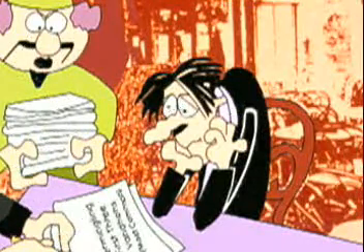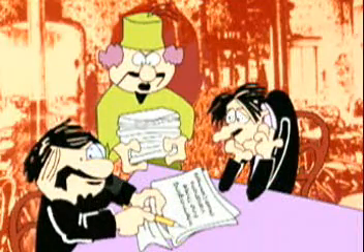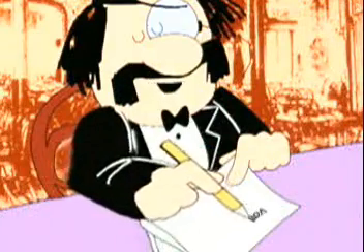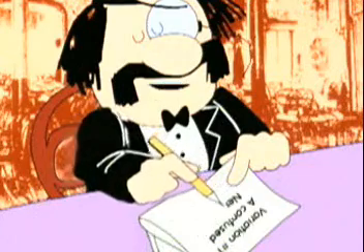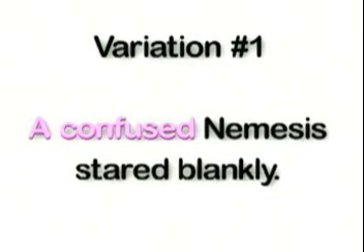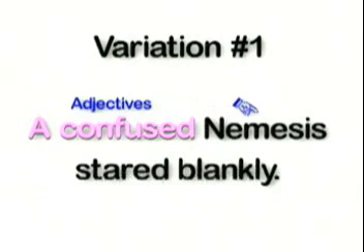Well, perhaps I have gone a bit too fast for you, old boy. Let's take a few examples, shall we? I'm sure that will clear things up. All right, the sentence I'm writing now is an example of variation number 1, the simple sentence with single word modifiers. You see, A and confused are single word modifiers, adjectives describing Nemesis.